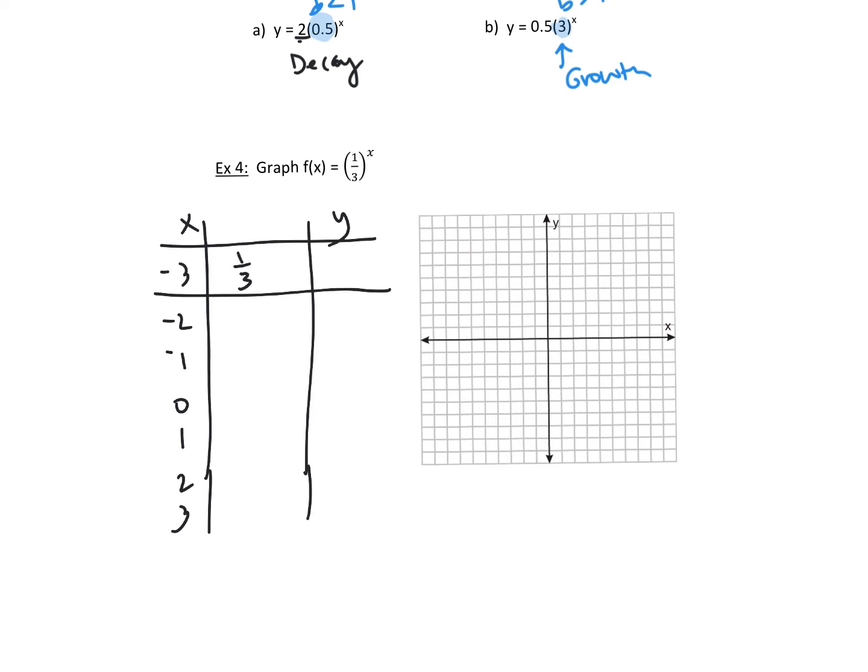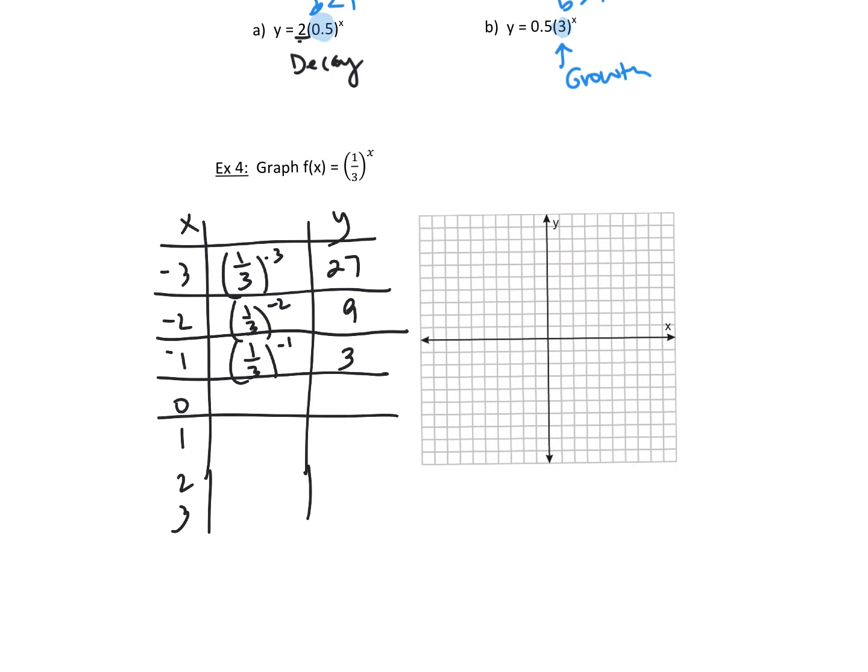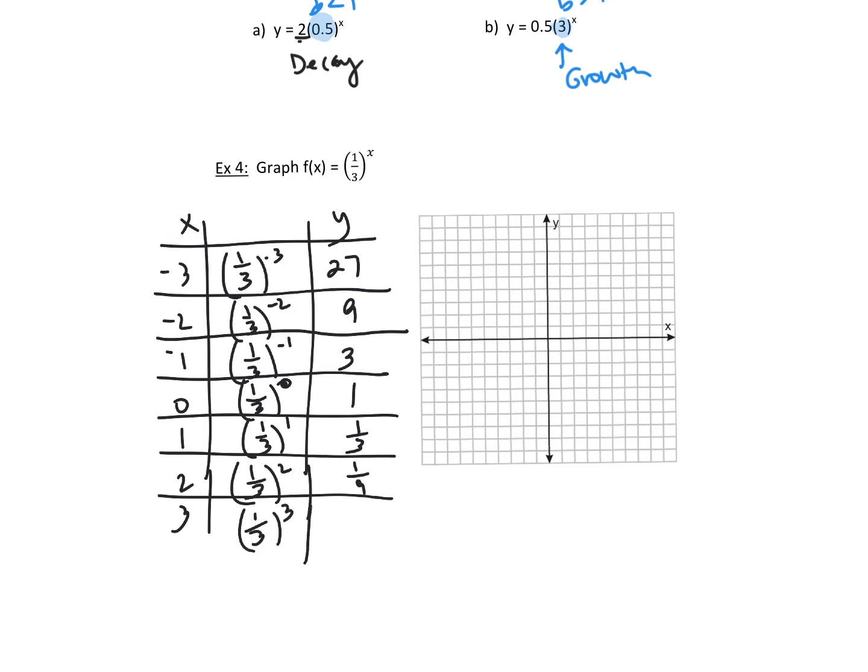So when I plug in 1/3 to the -3rd power, that's the reciprocal, 3 cubed, which is 27. This is 1/3 to the -2nd power, the reciprocal, which is 3 squared, is 9. 1/3 to the -1st is just 3. 1/3 to the 0 is 1. 1/3 to the 1st is just a third. 1/3 squared, you do not need a calculator. You're squaring the numerator and squaring the denominator. So that's going to be 1/9. And same thing with 1/3 to the 3rd. It's faster than the calculator. 1 cubed is 1. 3 cubed is 27.